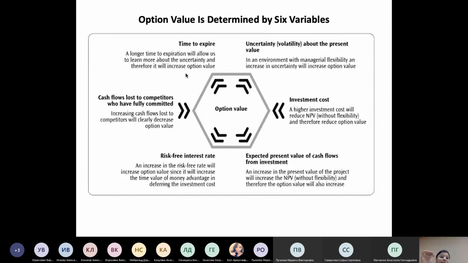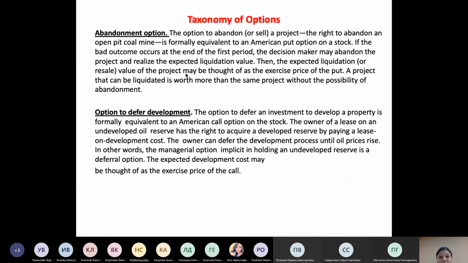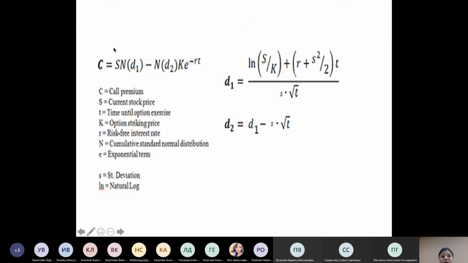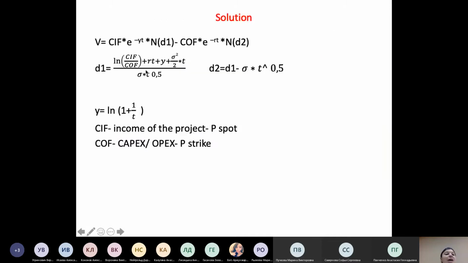In this model of valuation of our real option, we have to add cash flows lost to competitors who have fully committed. In other words, it means our losses in response to changes in the parameters at the moment of starting our investment project. And our formula will be presented in the following way. Let's compare two main formulas, as for the current stock price.